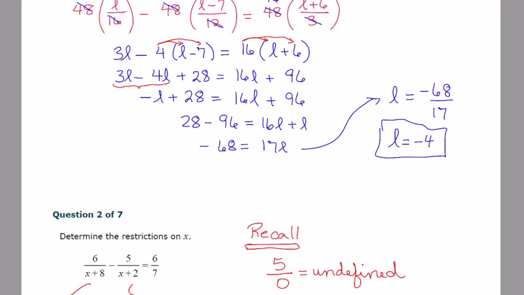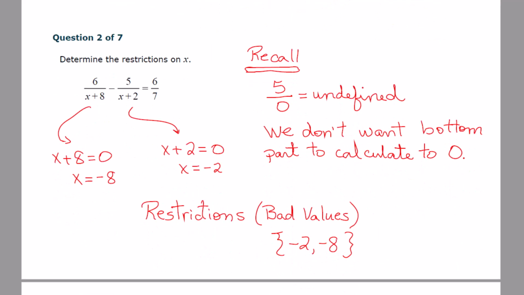All right. In question 2, we're not solving anything. We're just trying to figure out what are the restrictions on x. What do they mean by restrictions? Well, remember, 5, as an example, over 0 is undefined. So I don't want any of these bottom parts, or denominators, I don't want them ever to calculate to be 0. So, well, when would it happen?